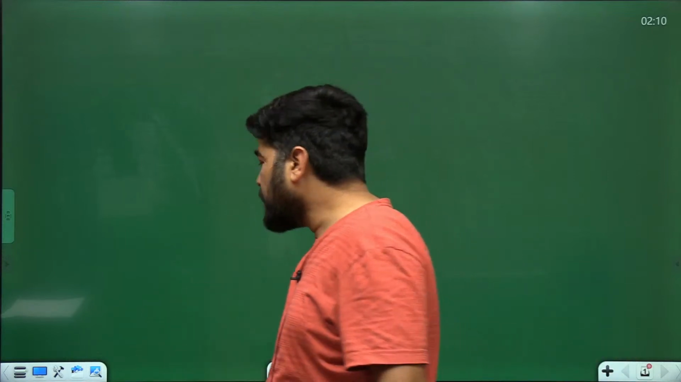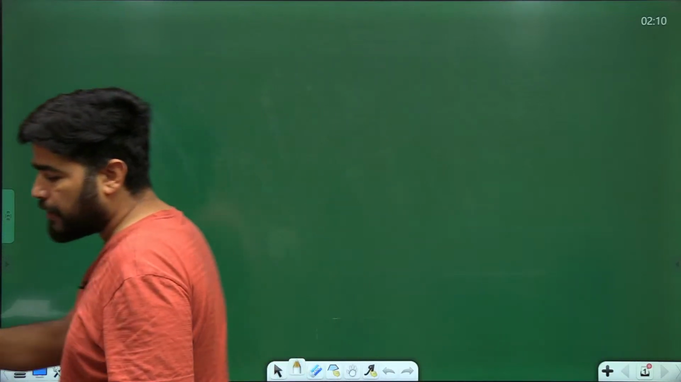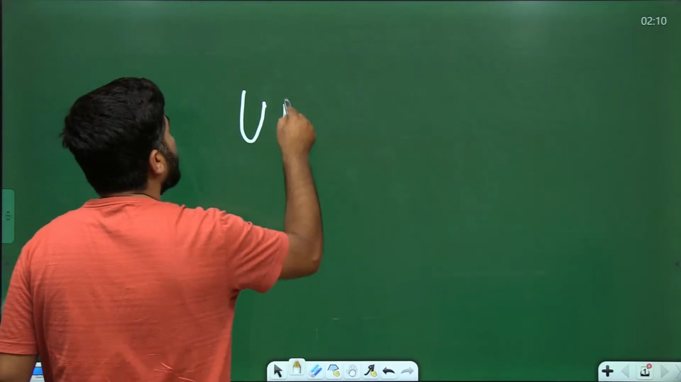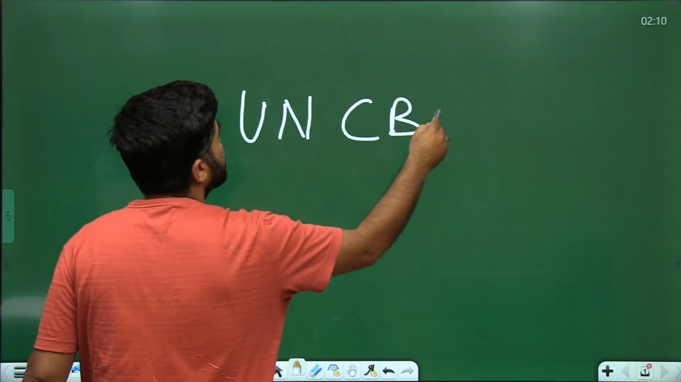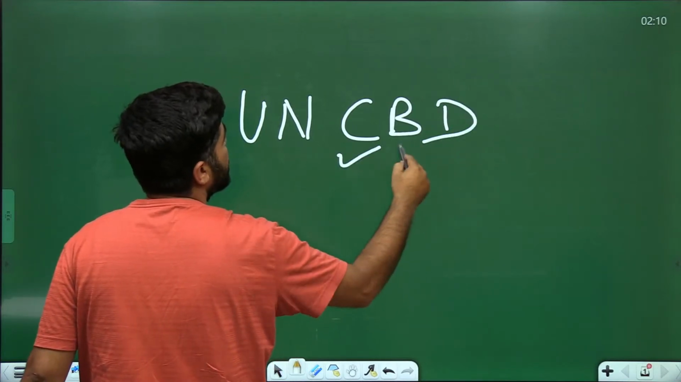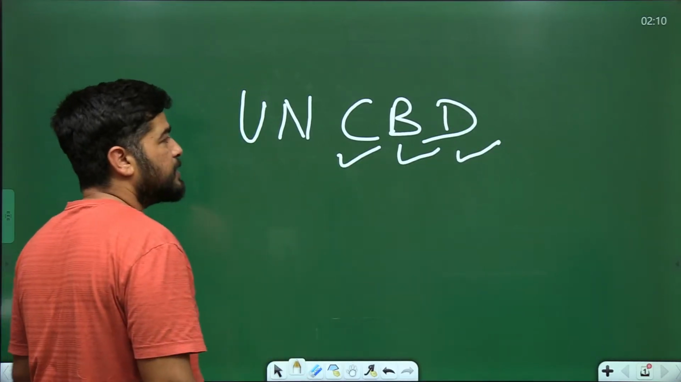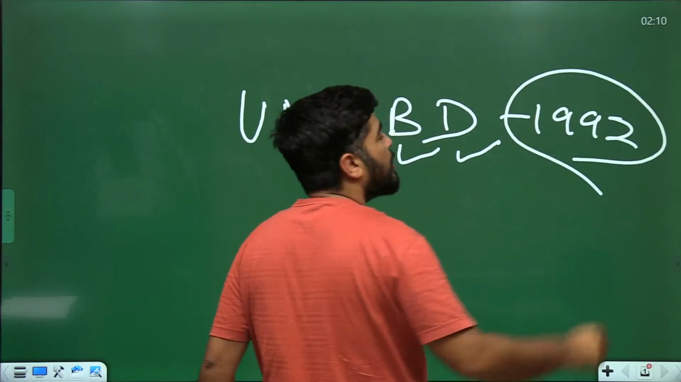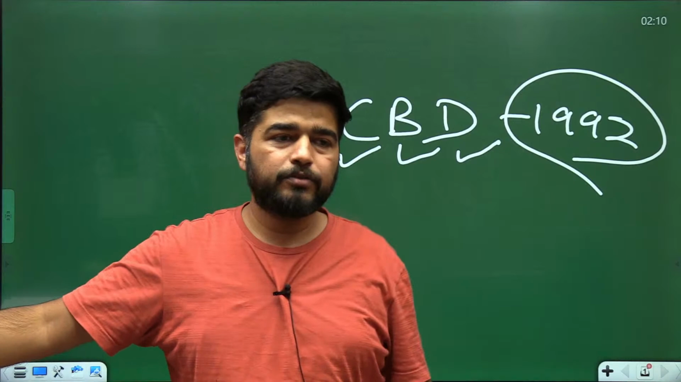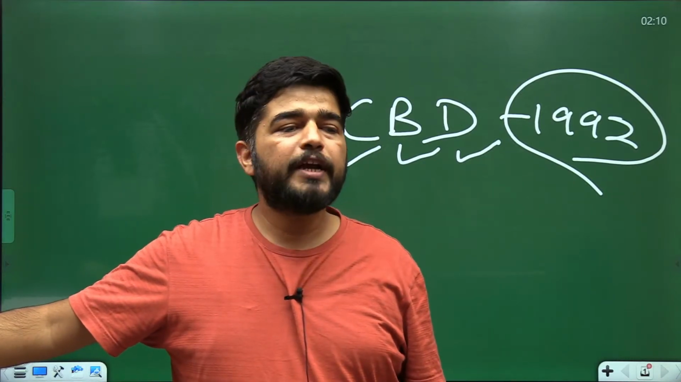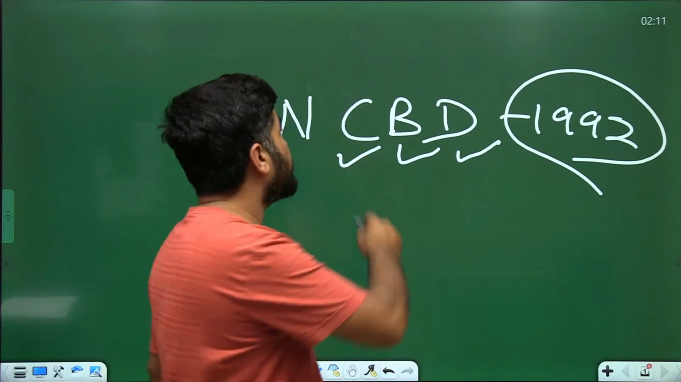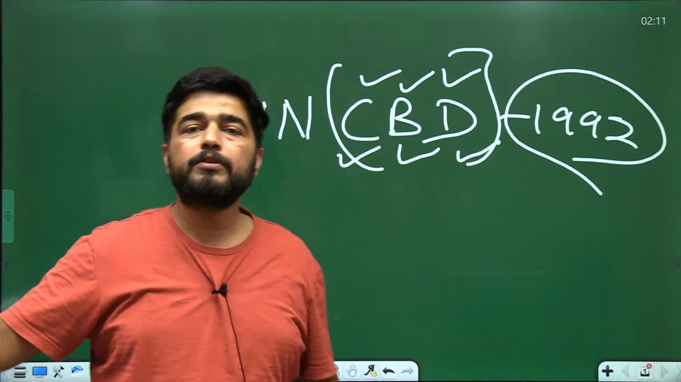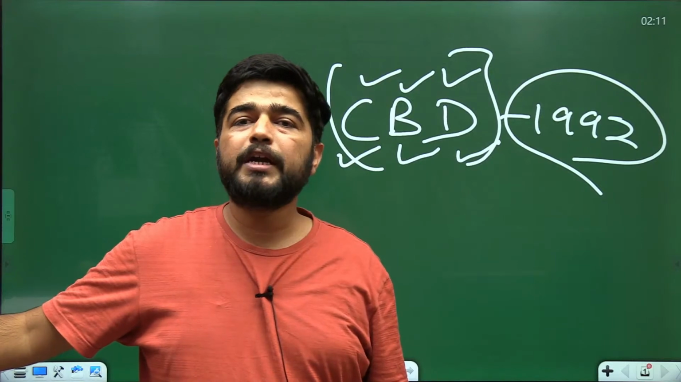So at the world level, or you can say at the international level, you know about the UN Convention on Biological Diversity, 1992. It was one of the outcomes of the Earth Summit 1992. सबको पता है ये United Nation Convention on Biological Diversity. This was one of the conventions, or you can say outcomes, of Earth Summit 1992.